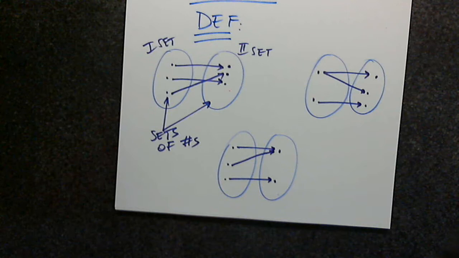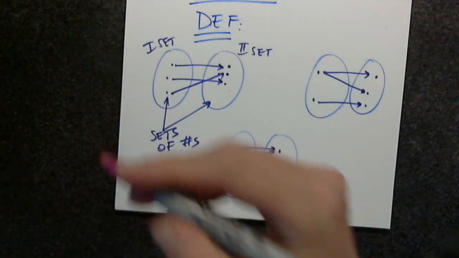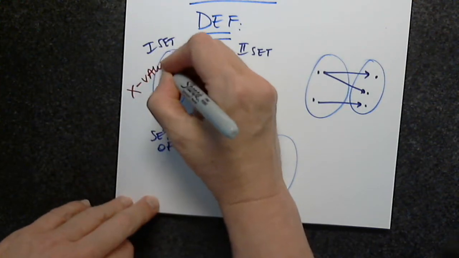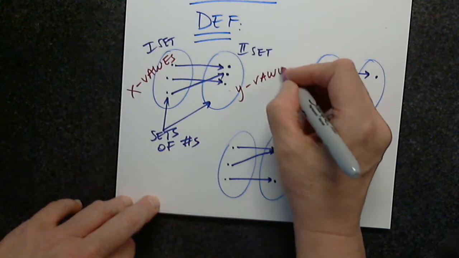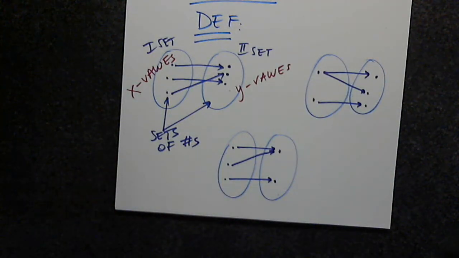So all these situations have a first set and a second set. Now, the first set, of course, will always have x values. The second set will always have y values, for all of them.